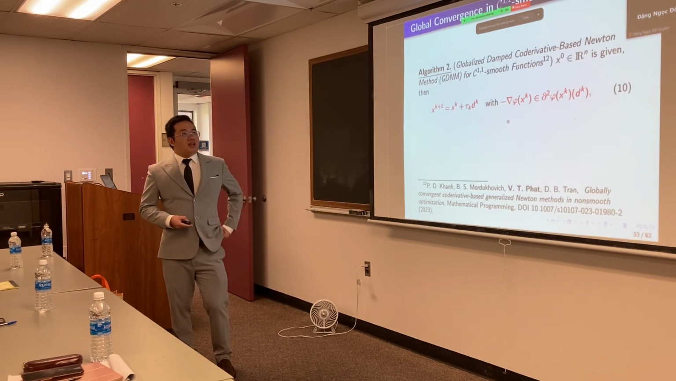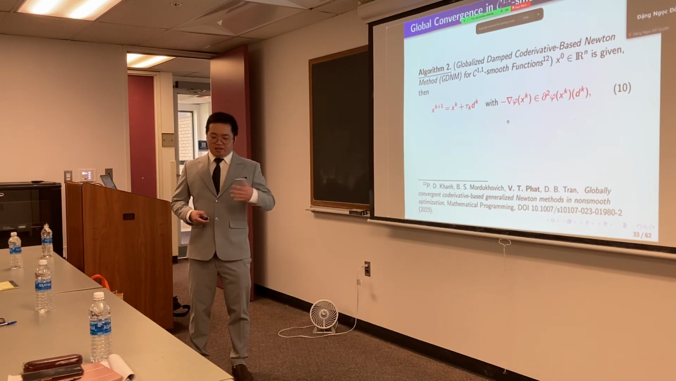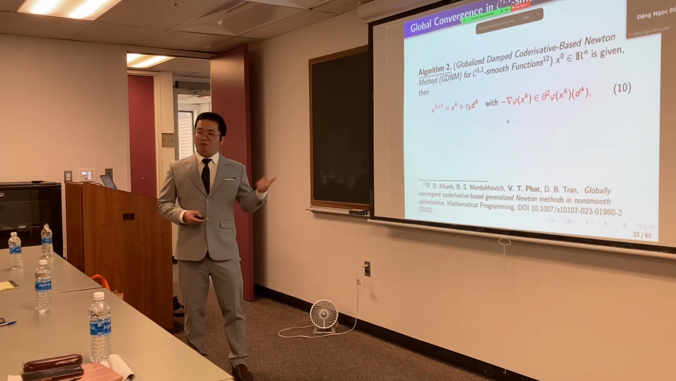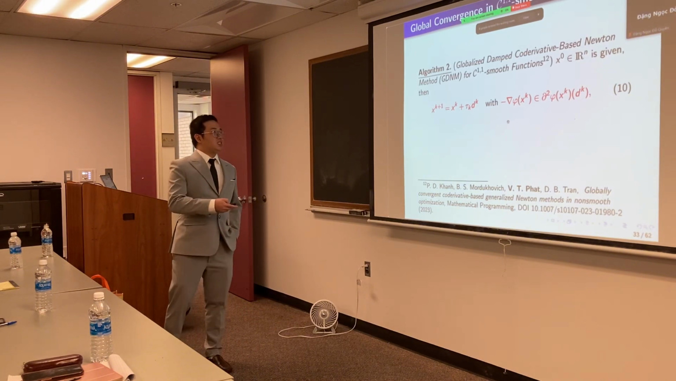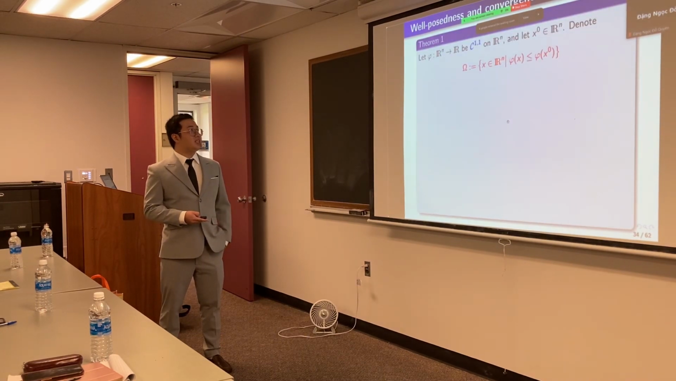Similar to the classical Newton method, we cannot guarantee the global convergence, so we need the globalized Newton method. We need the step size tau k to be chosen by the Armijo rule, and then we can get the convergence of this Newton method. Here is our main result.